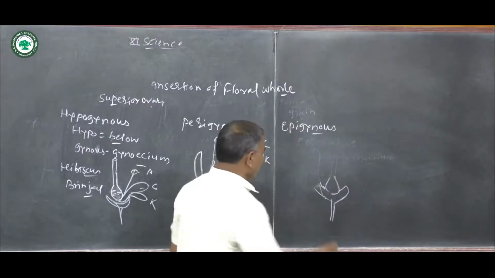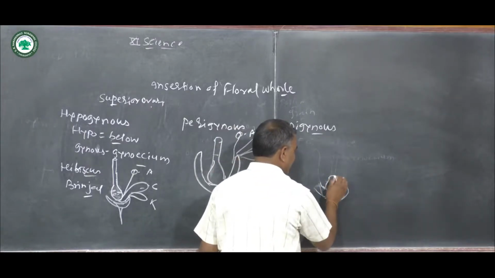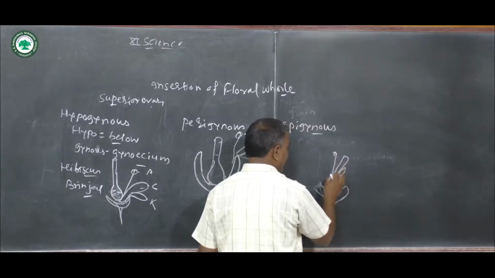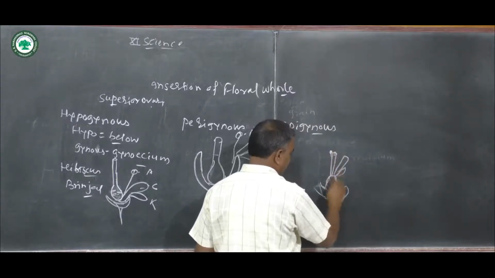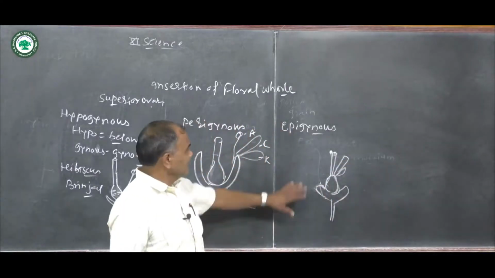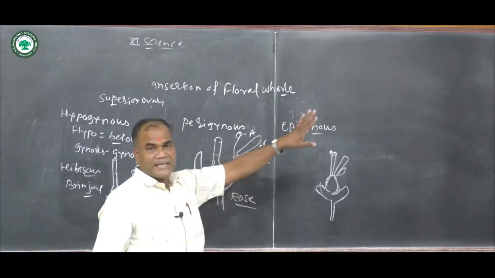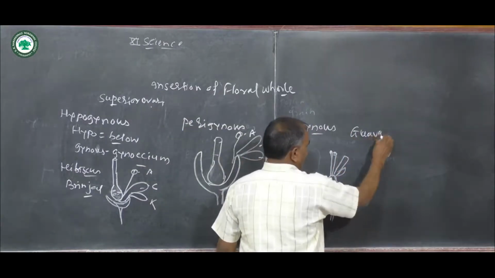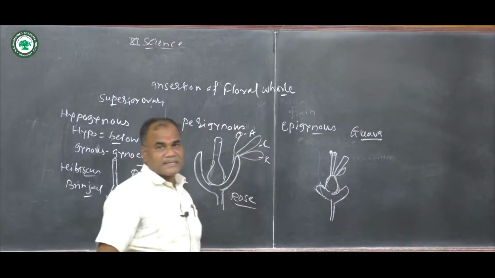See here, this is the thalamus. These are the calyx, the corolla, the androecium, and again the gynoecium. This is the basal part, this is the ovary. This type of arrangement can be found in these flowers. These are the epigynous flowers. The best example is guava. Pear too. Guava is the best example for it.